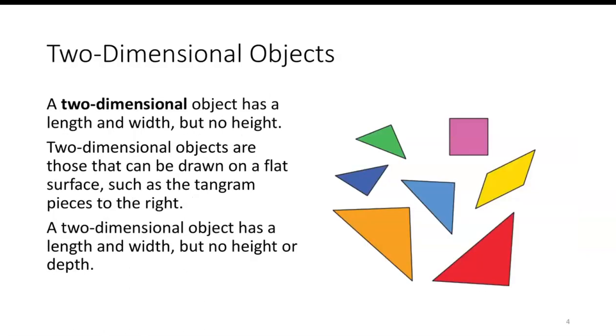A two-dimensional object has length and width, but no height. So they're basically flat shapes. Two-dimensional objects are those that can be drawn on a flat surface, such as the tangram pieces you see to the right there. A two-dimensional object has length and width, but again, no height or depth.